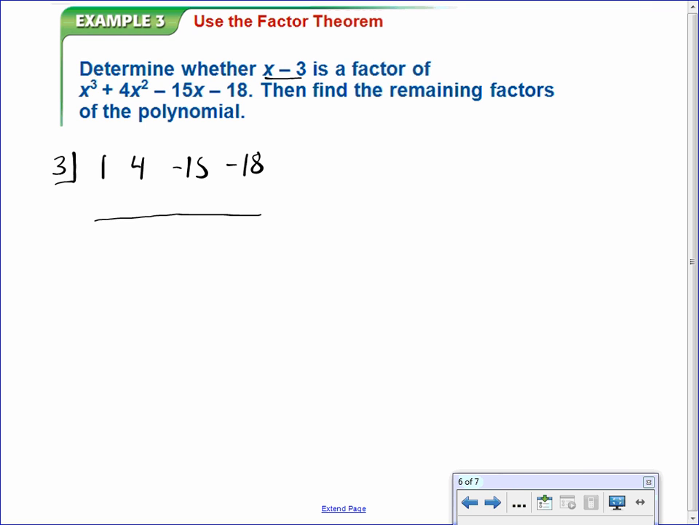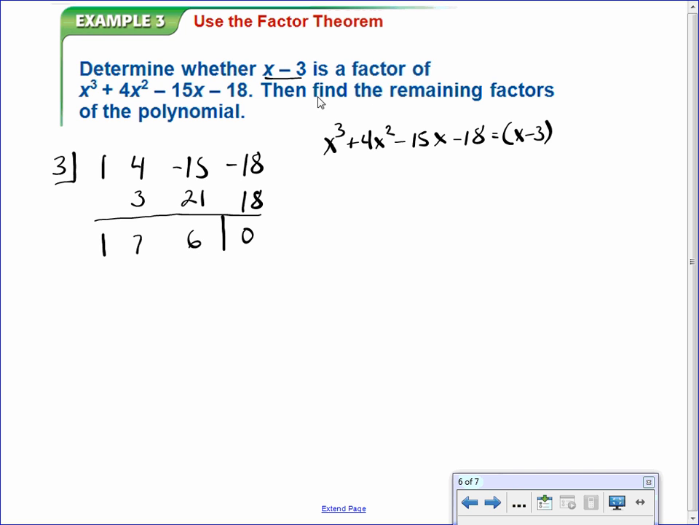Go through and do this. Drop down, multiply, place, and add. Multiply, place, and add. Multiply, place, and add. Notice my remainder is 0. So what that means is that x to the 3rd power plus 4x squared minus 15x minus 18 is equal to x minus 3 times this x squared plus 7x plus 6.